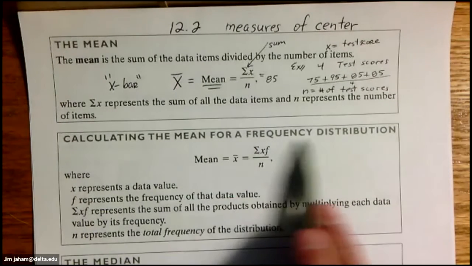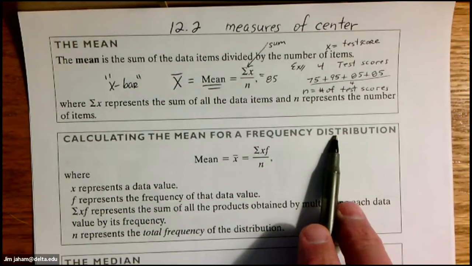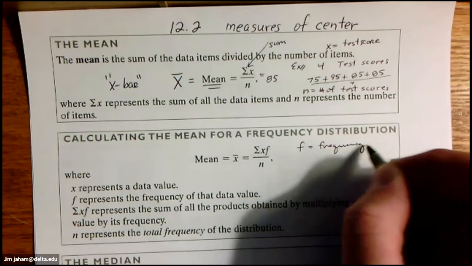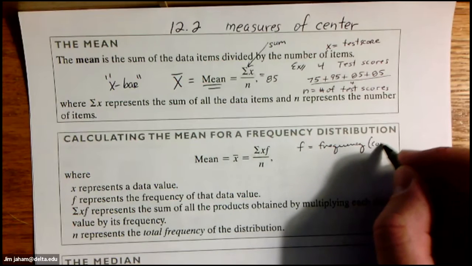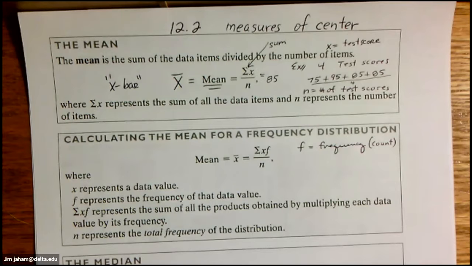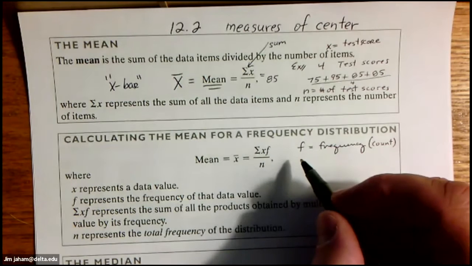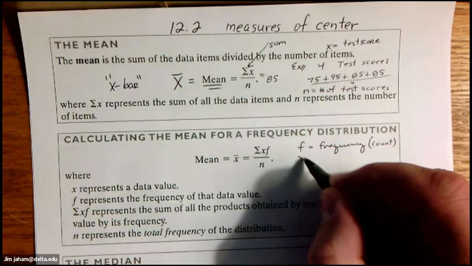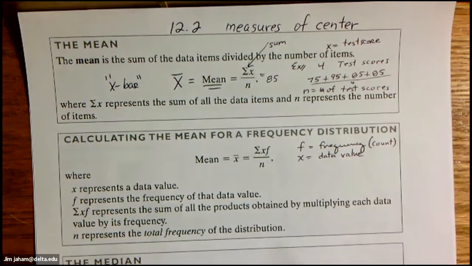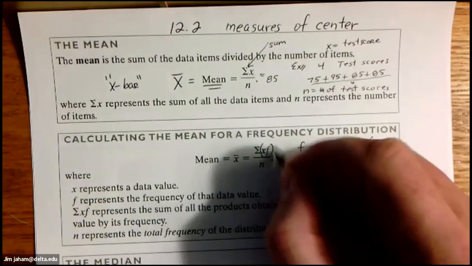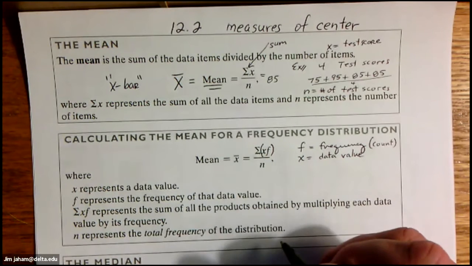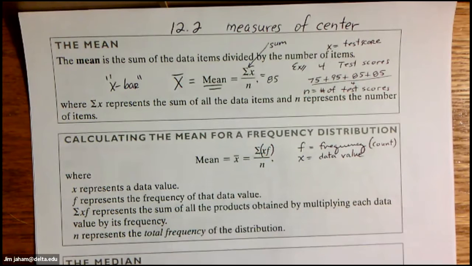Here's another one, the mean for a frequency distribution, where F is the frequency, the count of that particular class, of each class. And X is equal to the data value. So you're going to calculate the number of times that X appears, sum them all together, and then divide by the N.